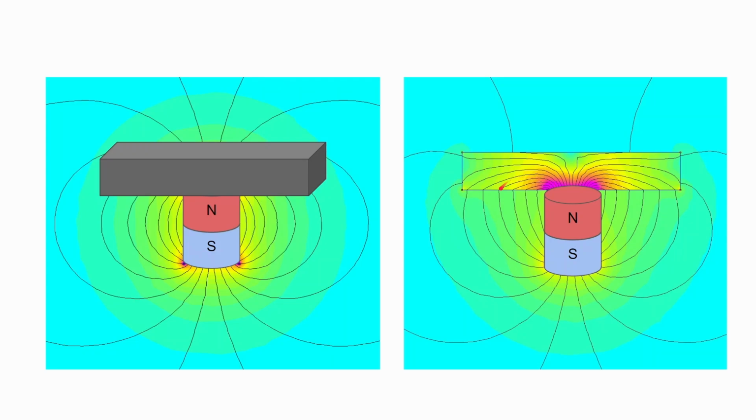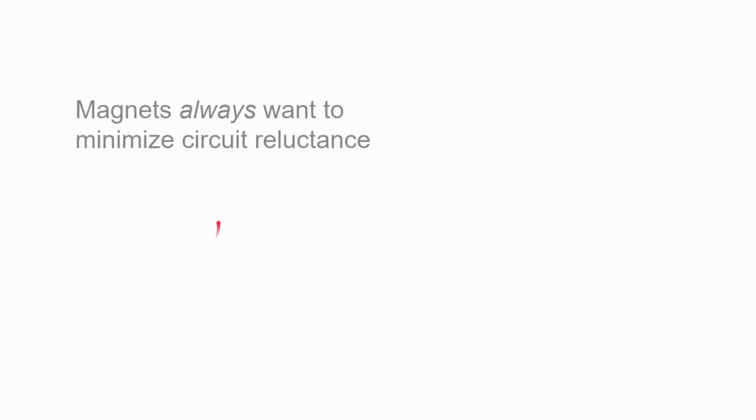The magnetic field flows through the steel wherever possible. Keep in mind the field still has to travel from north to south, but it really likes to flow through the steel wherever possible because the permeability is so much higher. Now, this leads us to a key point. Magnets always want to do whatever creates the lowest possible circuit reluctance.